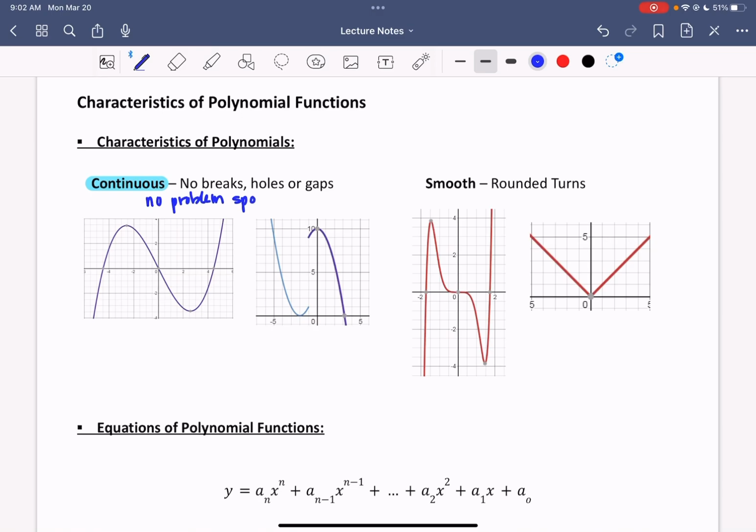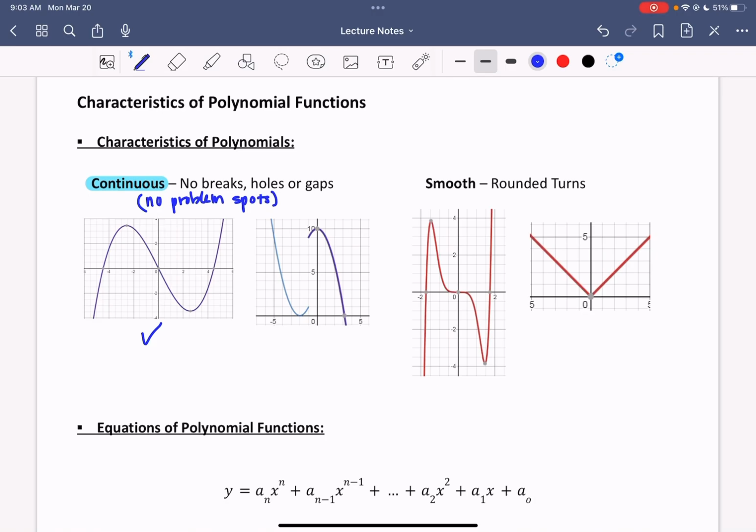In a very elementary sense, we would say that we could draw it without picking up our pencil. So you can see in this first one that if I were to draw this function, it's very connected. It would go on forever in both directions. There's no breaks, holes, gaps, no problem spots. So this one is continuous.